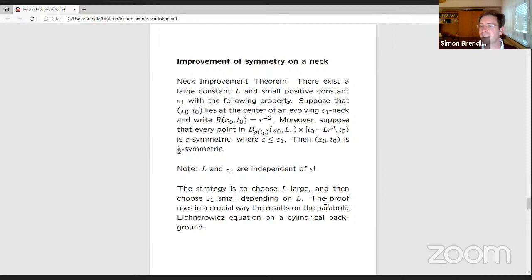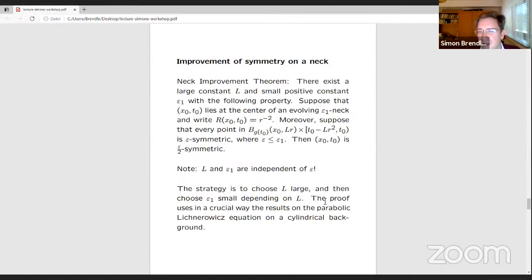So if you have a bigger neighborhood where every point is epsilon symmetric, then you can do this twice and you get epsilon over 4. And if you have an even bigger neighborhood, you get epsilon over 8. It improves very rapidly if you have a large region on which you can play this game. Now, how do you prove such a thing?